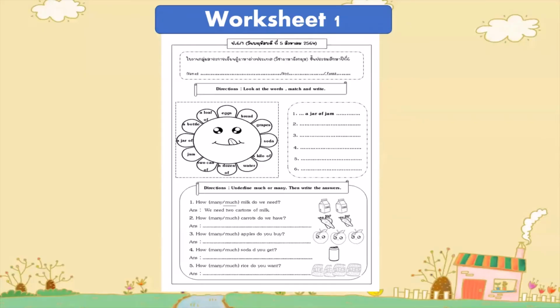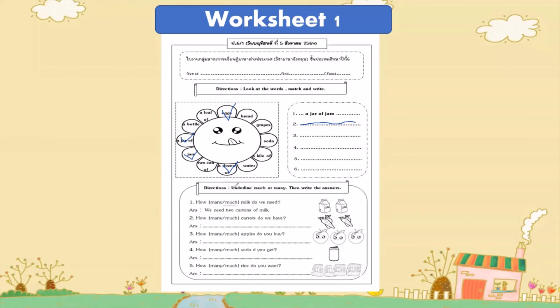This is our worksheet number 1, everyone. Don't forget to write your name, number, and your class. Direction: look at the words, match, and write it. As you can see, number 1, a jar of jam. Now, a jar of jam, where did we get it? It's here. A jar of jam. Now, you need to find a quantity. For example, a dozen, 12 pieces. A dozen of eggs. After that, you will need to write it after the number or in this space provided.